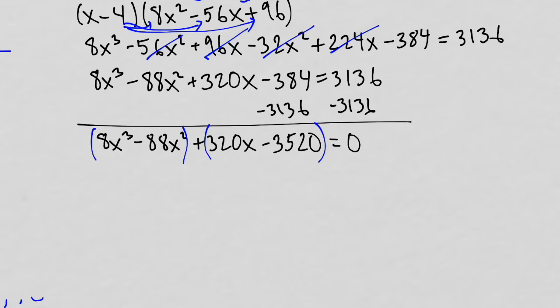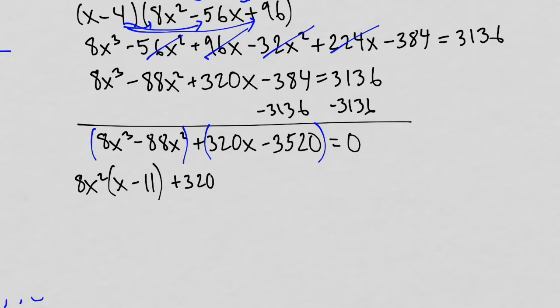I'm going to divide by 8 on the left one, the 8x cubed minus 88x squared. I'm going to divide by 8x squared. So factor out 8x squared, and you're going to get x minus 11. And cross your fingers and hope that 320 goes into 3520. I'm going to check it on my calculator right now. 3520 divided by... And thankfully it does, exactly 11 times.